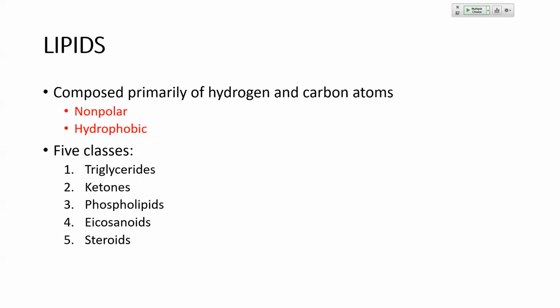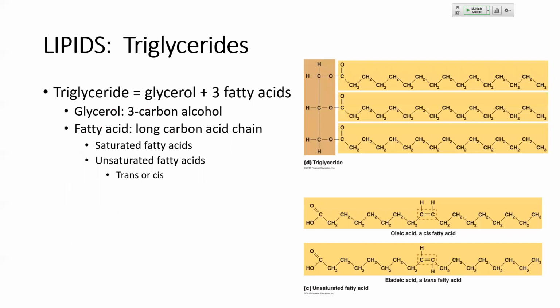There are 5 classes of lipids we'll talk about: triglycerides, ketones, phospholipids, eicosanoids, and steroids. We'll talk a little bit about the different structural properties and some of their functions. So triglycerides are our main and probably the simplest form of lipids in the body. They're our main source of fat. This is how we store fat and mobilize and use fat in our body.